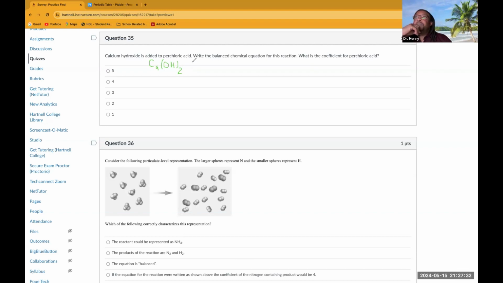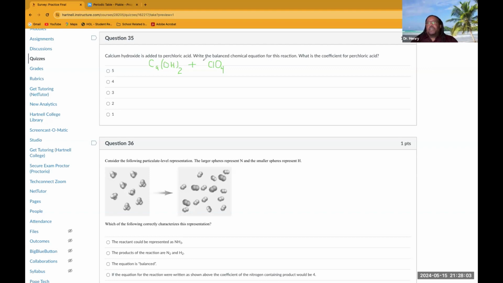Because we know that calcium has a +2 charge. And then perchloric acid. Per means what? Extra, yeah, extra. That's right. Hypo is lower, right? So we need 4 oxygens, Cl, and then how many H's do we need to balance out that charge?